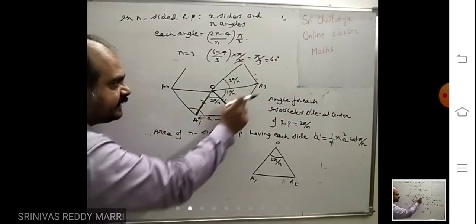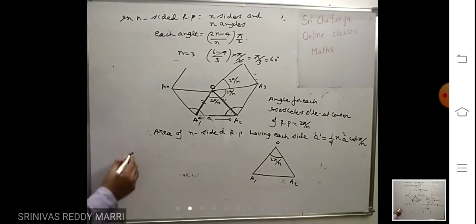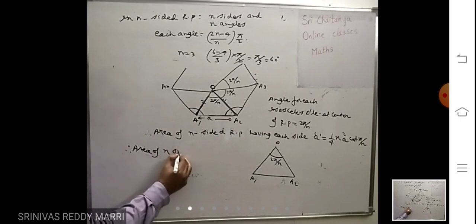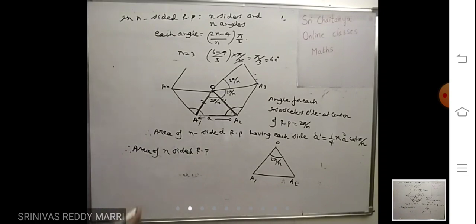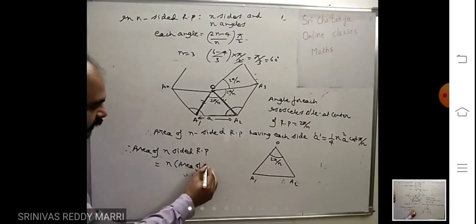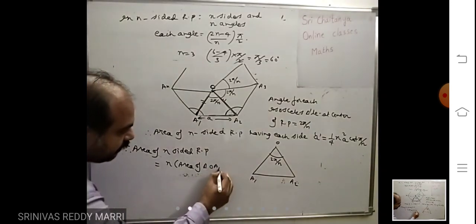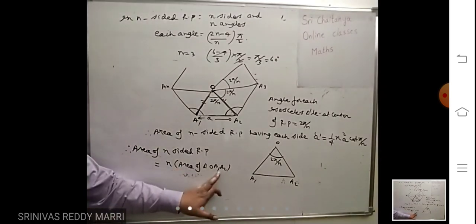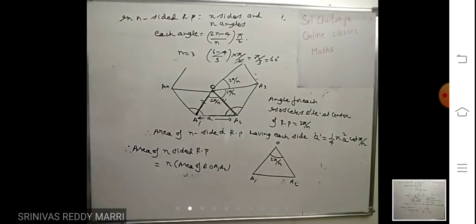There will be n triangles like this in the regular polygon. Each triangle will be of equal area. Therefore, the area of an n-sided RP, where RP means regular polygon, is equal to n times the area of a triangle. Like this, n triangles will be there. Like that, this area plus this area plus this area and so on, n times.